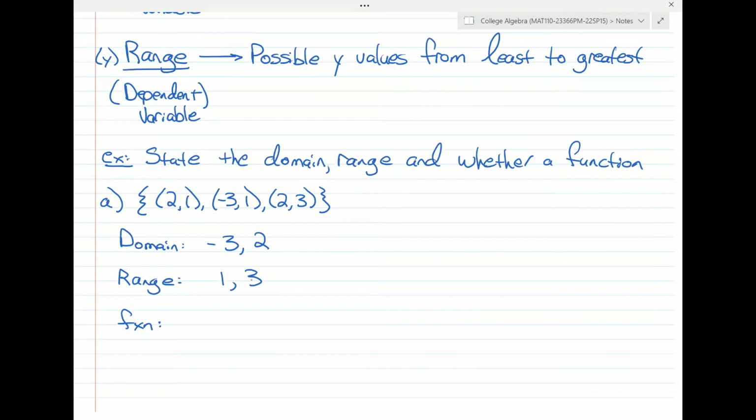Is it a function? Why not? Yeah, 2 is going to 1 and 2 is also going to 3.